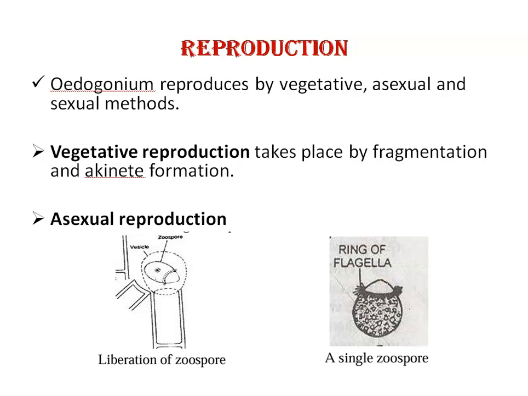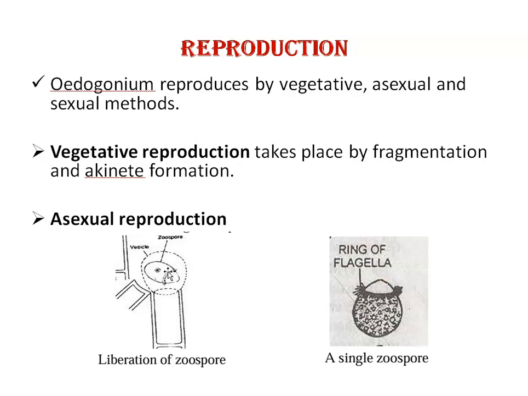Next is reproduction. Oedogonium reproduces by vegetative, asexual, and sexual methods. Vegetative reproduction takes place by fragmentation and akinete formation. Asexual reproduction: during favorable conditions, some of the vegetative cells function as zoosporangia, and a single zoospore is produced per zoosporangium. You can see here this cell of the filament. It just functions as a zoosporangium. So this is the zoosporangium with a single zoospore.